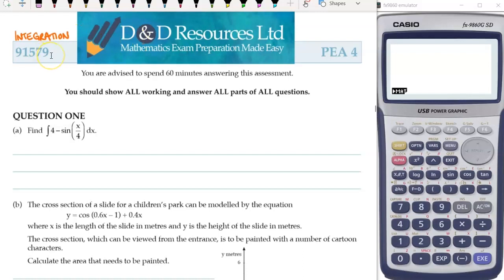Okay, so we are looking at the integration paper. It's Practice External Assessment number 4 from their booklet. Okay, on to question 1.